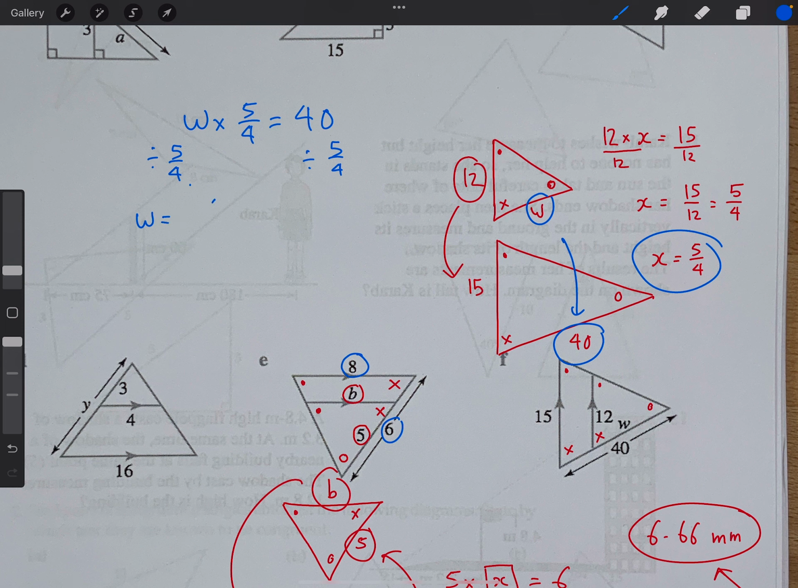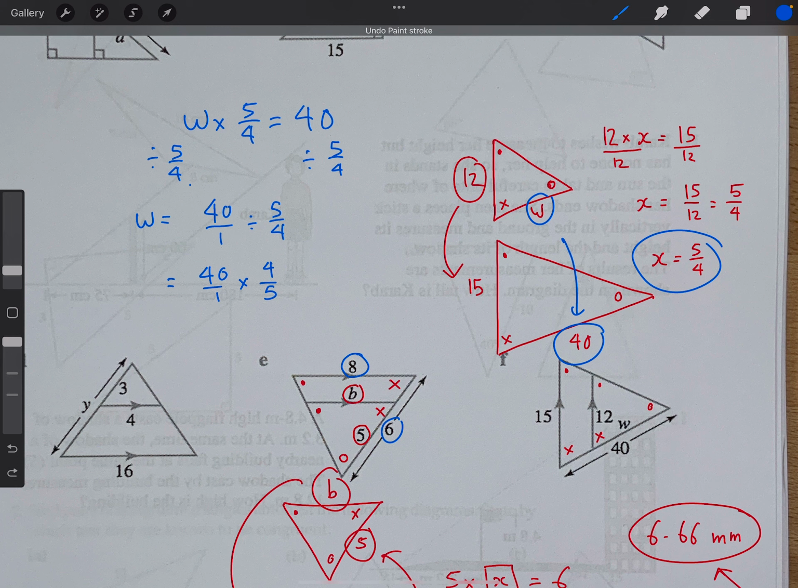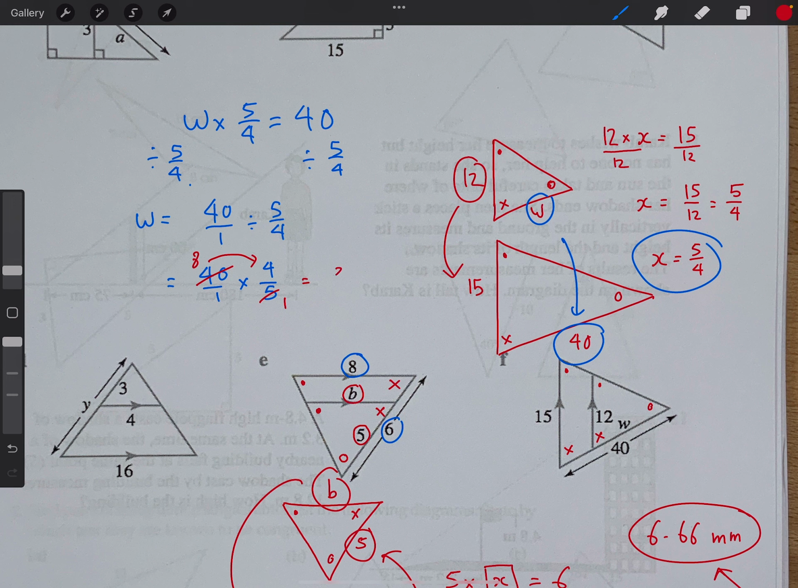So W is equal to 40 over 1 divided by 5 over 4. So let's process that. 40 over 1 times 4 over 5. Now don't try and simplify this, okay? You should change it to the multiply first and then simplify it. Now I can divide this by 5, I get 1, divide this by 5, I get 8. So we have 8 times 4, and that's going to give us 32, over 1 times 1, which is 1. So W is a whole number. So W is equal to 32. There's your answer.